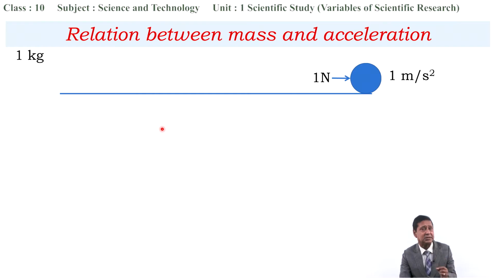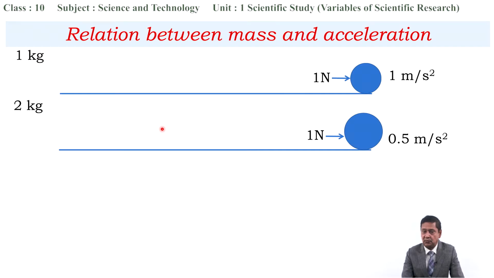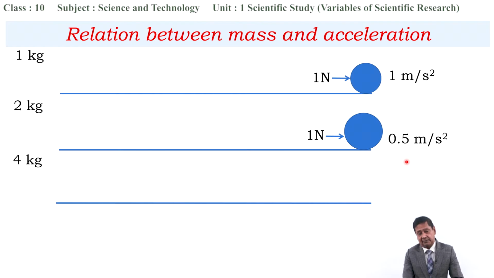But at this time, I am not increasing the value of force, I am increasing the mass. If instead of 1 kilogram, a 2 kilogram mass is taken and the same 1 Newton force is applied, what is seen? Now it is slower than the previous. Now acceleration is less than the previous. It is only 0.5 meter per second square. Now instead of 2 kilogram, if we take 4 kilogram, then what happens? Now acceleration is very less, just 0.25 meter per second square.